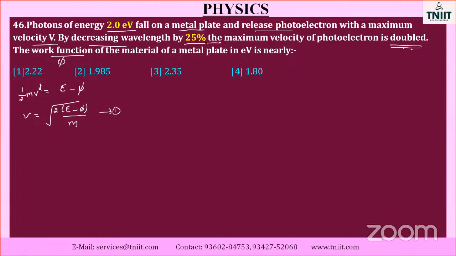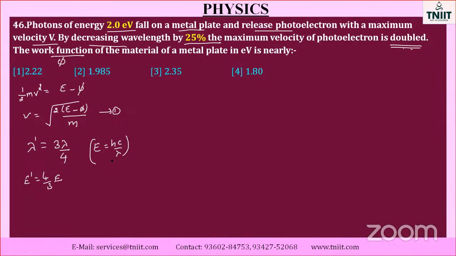For that, the wavelength is decreased by 25%. So the final wavelength will become 75%, which means 3/4 of lambda. When lambda becomes 3/4 of lambda, energy must be 4/3 of E. You know that energy is hc by lambda. So how are the energy and wavelength related? It is inversely proportional. If wavelength becomes 3/4 of lambda, energy will become 4/3 times of E.